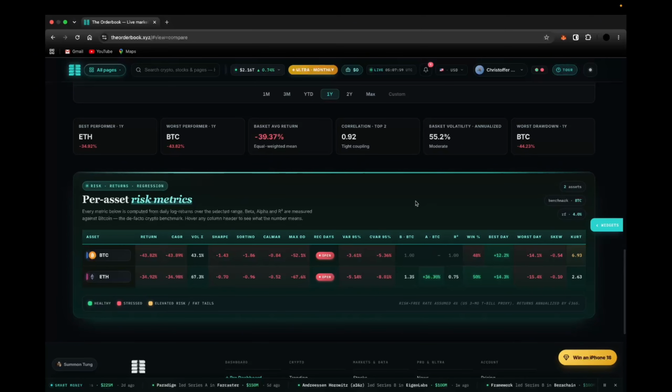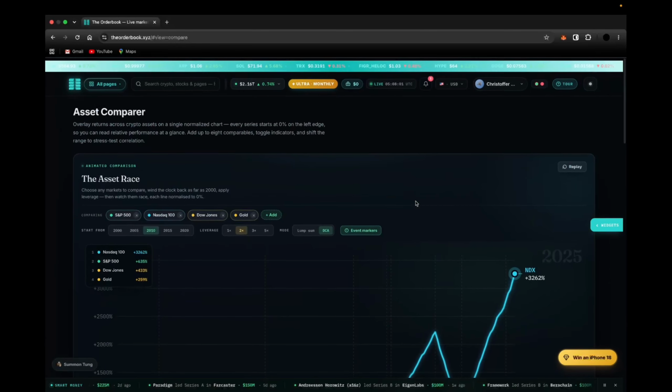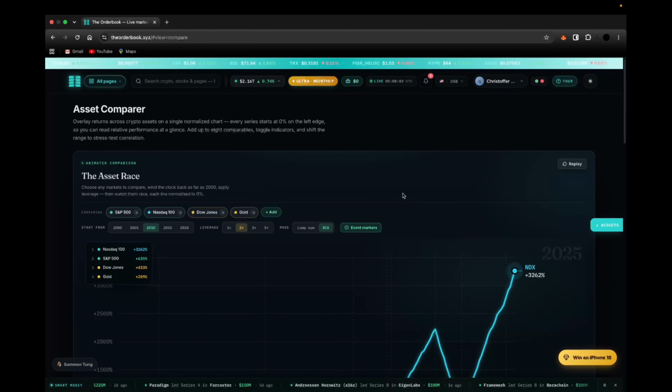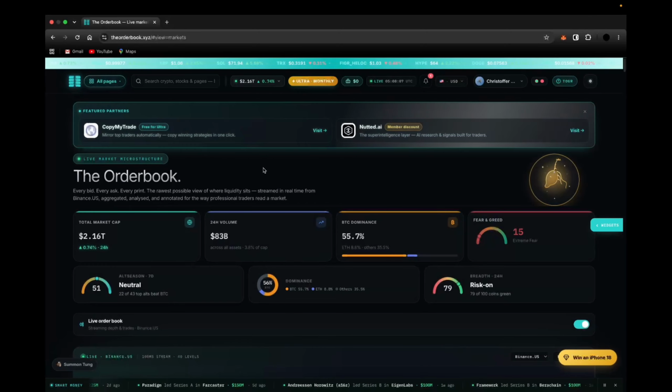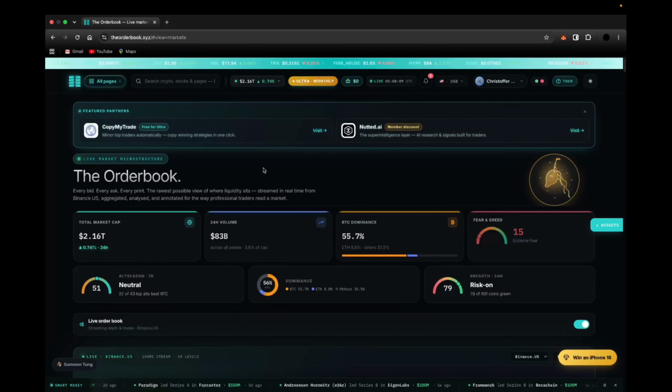And that's the compare section. You can race different markets across years or even decades, see which one actually performed best, and then dig deeper into the risk if you want to. It's a really easy way to settle investing arguments with actual data instead of just opinions.